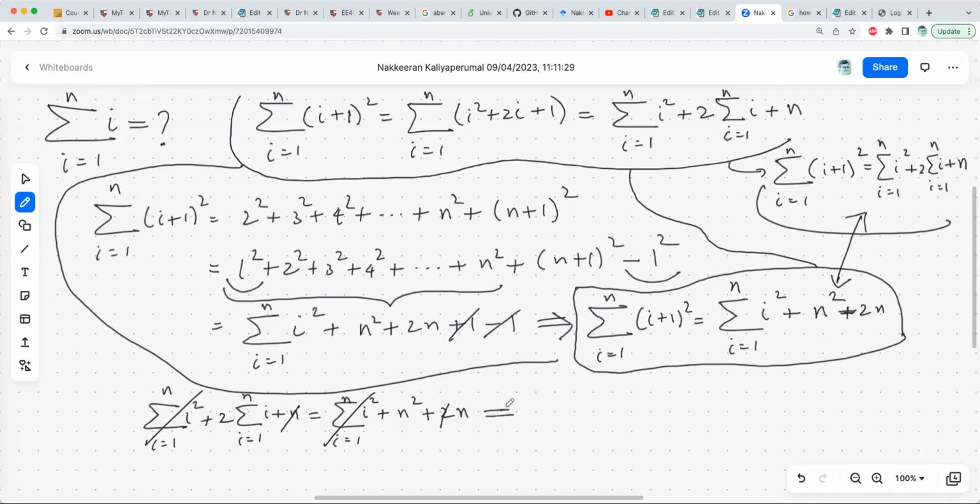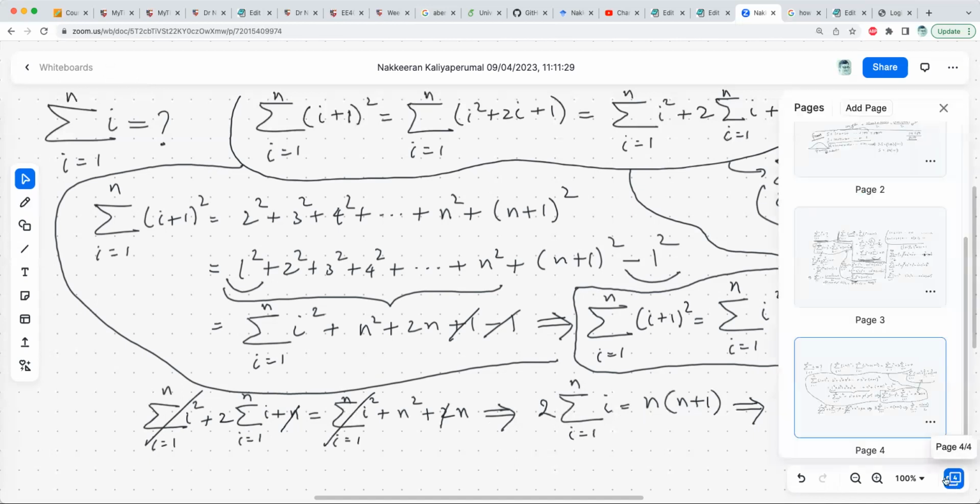So that leads to twice the summation of i equals 1 to n of i being equal to, on this side, n can be factorized, so this will be n times (n plus 1). So this leads to our final result. What we wanted to prove is the summation of i from 1 to n of i equals n(n+1)/2. Is that okay?